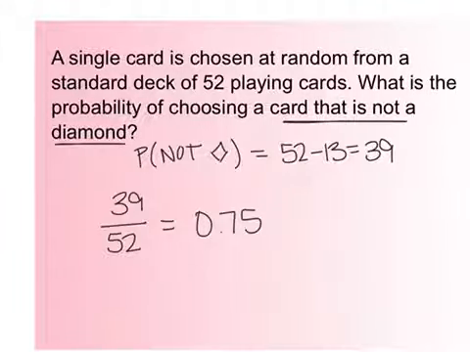So when I did this, I actually looked at my picture. I wanted the probability of it not being a diamond. Well, I know that there's 52 cards total, and 13 of them are diamonds. So I did 52 minus 13 to figure out how many of them were not diamonds. So 39 of them are not diamonds out of 52. So when I plugged that in, I got 0.75.